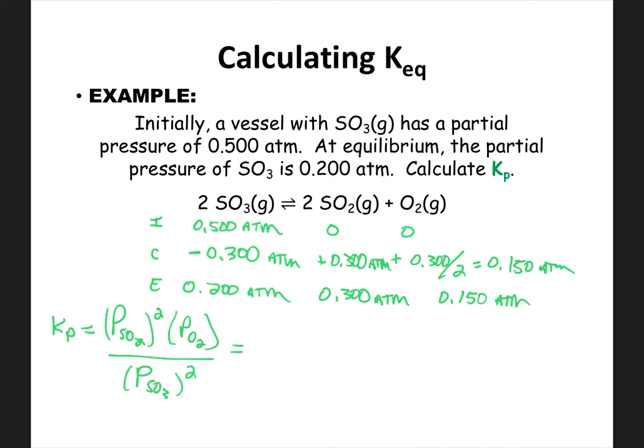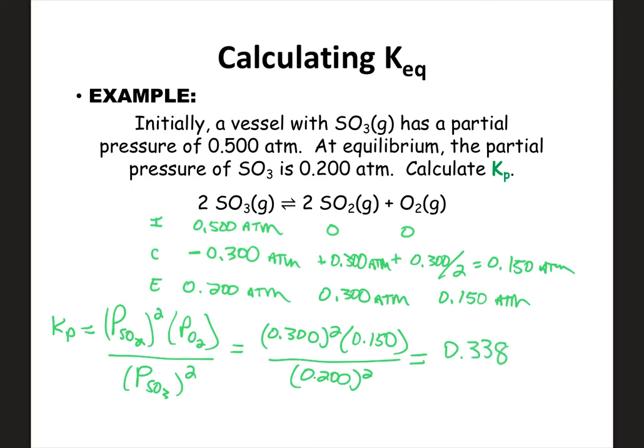So now you just need to plug in your pressures here at equilibrium. All right, so from the equilibrium row in your ice table, you get 0.300 squared times 0.150 all over your 0.200 squared. And when you do your math here and you solve this, you should get 0.338. All right, so that would be the Kp for this problem.